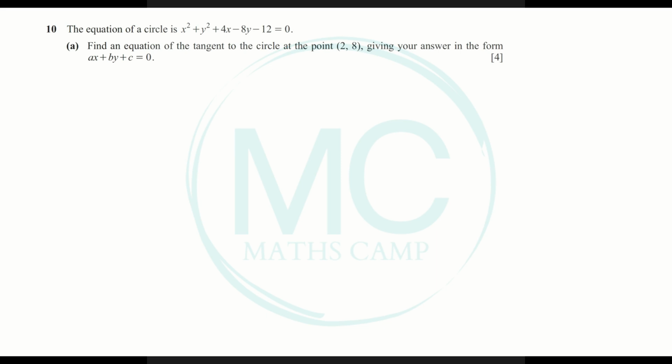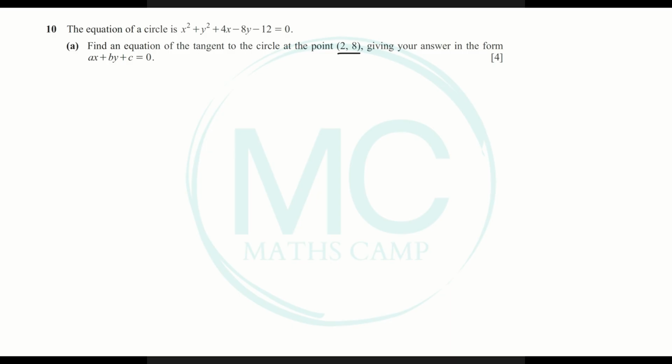Question 10 tells us that the equation of a circle is x squared plus y squared plus 4x minus 8y minus 12 is equal to 0. Part A says find an equation of the tangent to the circle at point (2, 8), giving your answer in the form ax plus by plus c is equal to 0. A tangent is a straight line, so to find the equation, we need the coordinates of one point and the gradient. We've been given the point (2, 8), but we need the gradient of the tangent.